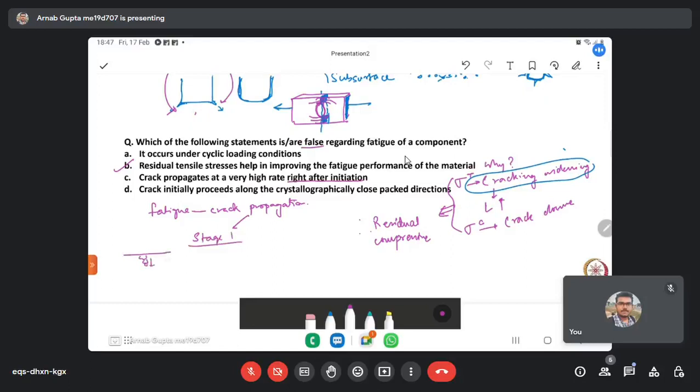The crack will propagate at a very slower rate through the crystallographically closed pack directions. It will proceed across the grains and the grain boundaries, say only up to two or three layers of grains. Beyond that, this will be happening at a very slow and controllable rate.